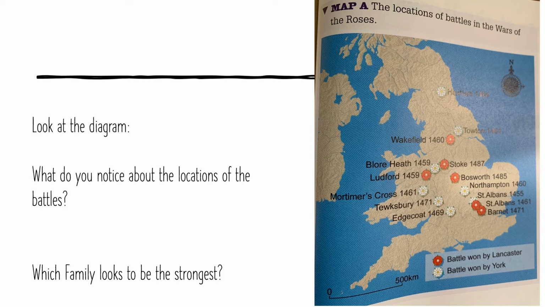So just pause the video now, and I just want you to have a go, write down, what do you notice about where the locations of these battles are? Where do they tend to be? Is there a bit of a pattern? And which family, based on the number of battles won, looks to be the strongest? Who would you expect to win? So pause now and have a go at answering those 2 questions.